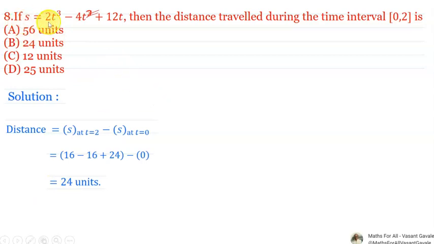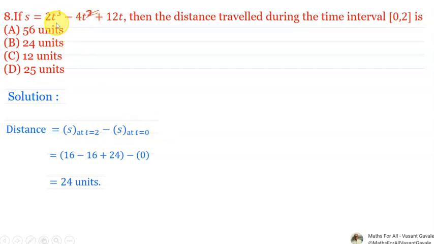If s is equals to 2t cube minus 4t square plus 12t, then the distance traveled during the time interval 0 to 2 is, first option A is 56 units, B is 24 units, C is 12 units, and D is 25 units. Okay, now the distance travelled is equals to distance travelled at t is equals to 2 minus distance travelled at t is equals to 0.